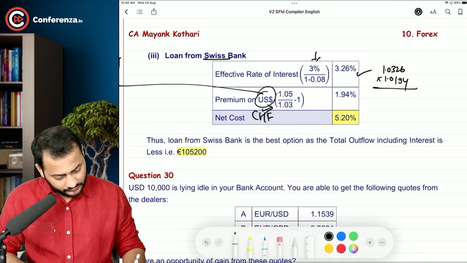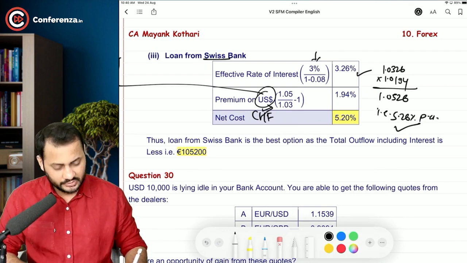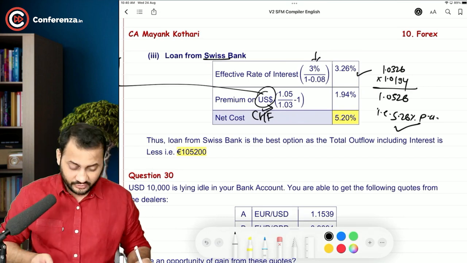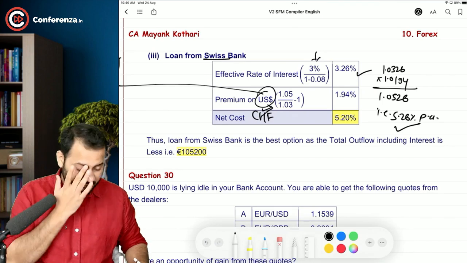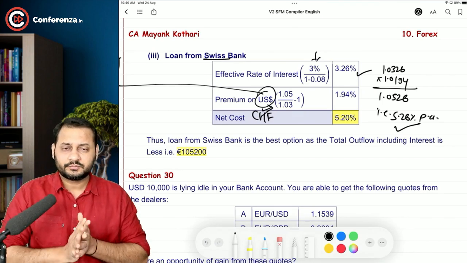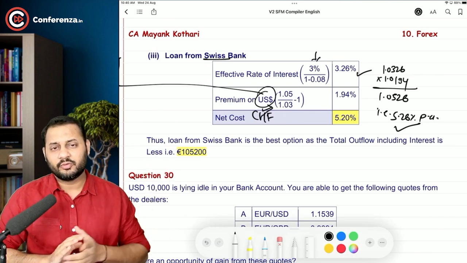That comes to 1.0526 per 1.0526, that is 5.26% per annum. So this is the most appropriate answer in this case. You can discuss this with your colleagues, friends, other teachers as well, and you will get the same answer. Do you get that? 5.26%. So the most appropriate answer is 5.26%.